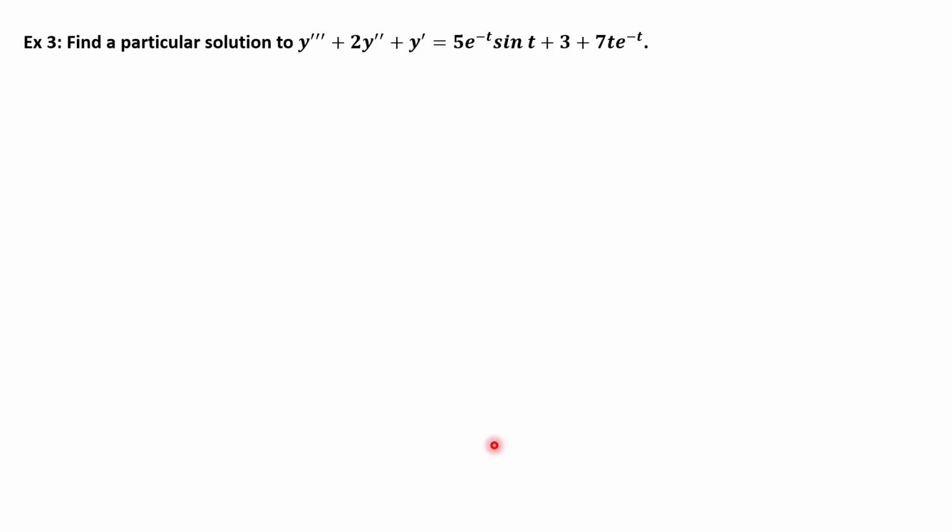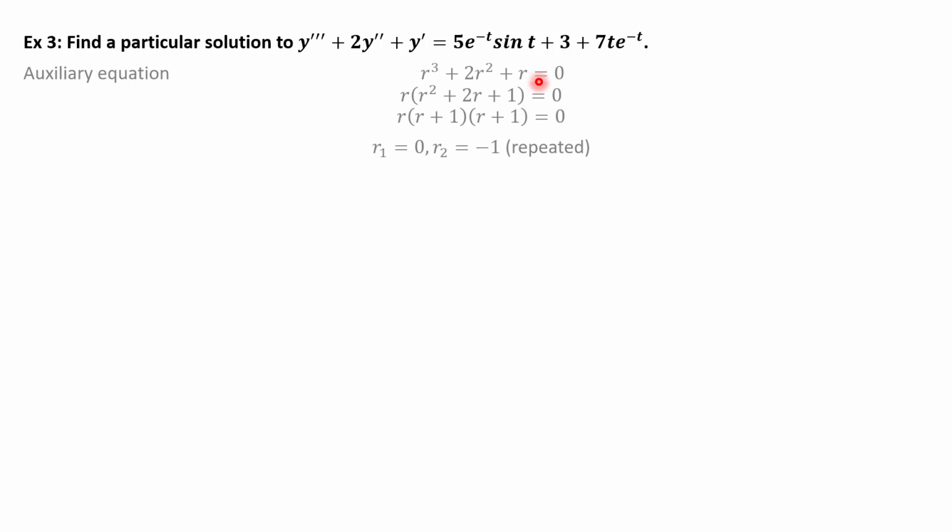Okay, so let's try one more example. We're going to find a particular solution. Notice this is a third order differential equation, and it has three non-homogeneous terms that it equals. So what we have to do is actually break it down into three different processes. Same process really, but three different equations.